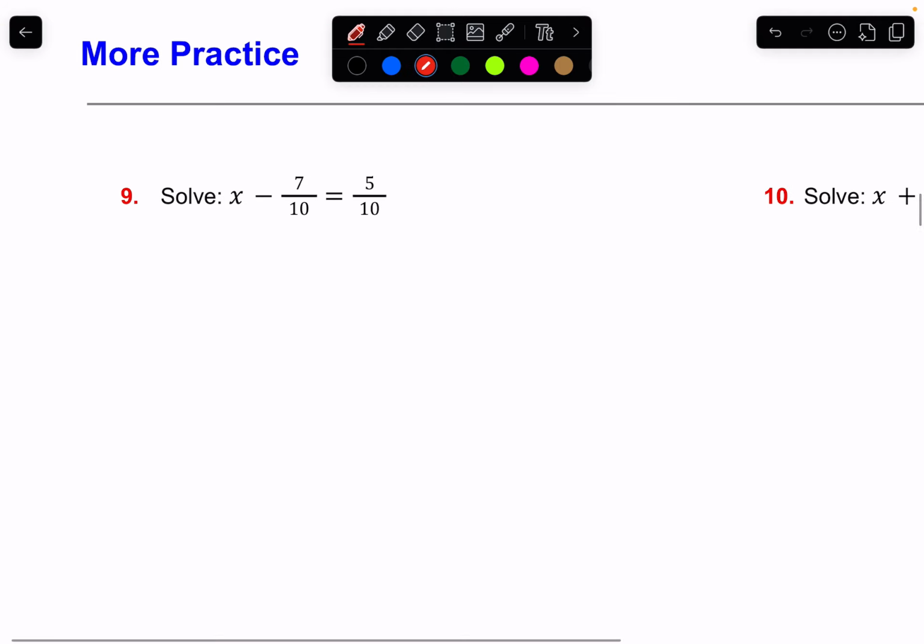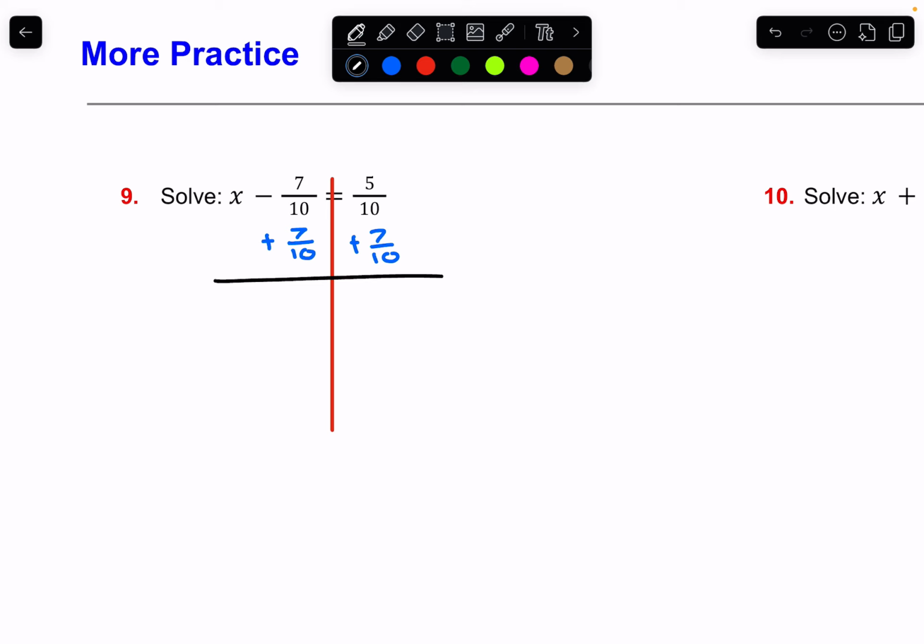First thing I'm going to do, vertical line through the equal sign. Okay, then I'm going to look where x is. We have x right here. I want to get x all by itself. So I'm going to do the opposite of what's happening to x. X is minus 7 over 10, so I'm going to add 7 over 10. And I'm going to do it to both sides. Okay, because I need to do the same thing on both sides.